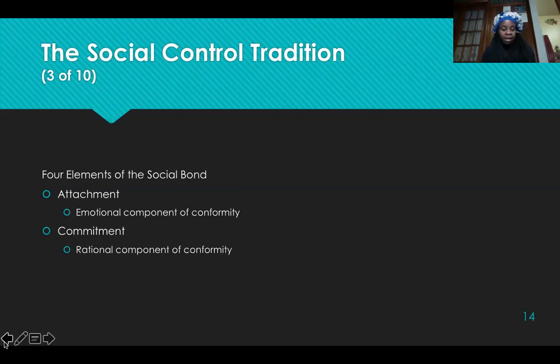There are 4 elements of the social bond. These 4 elements are attachment, commitment, involvement, and belief. Attachment is the emotional component.